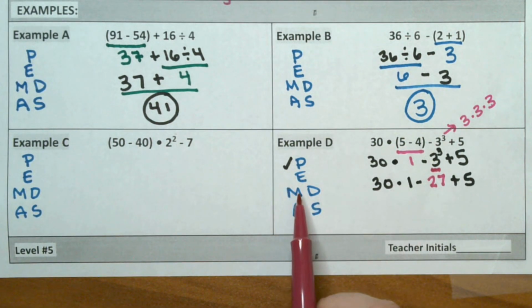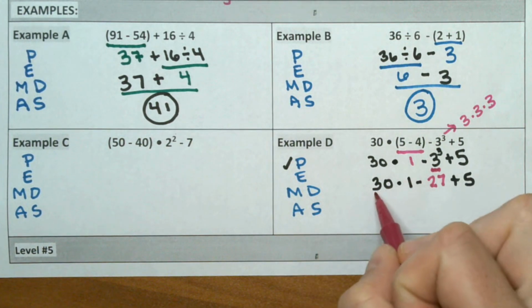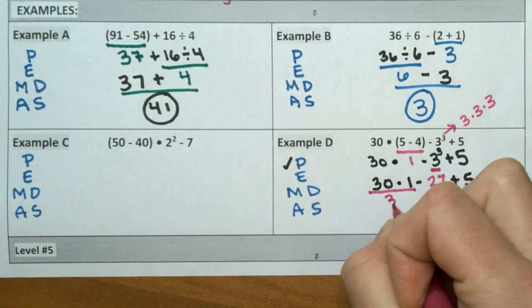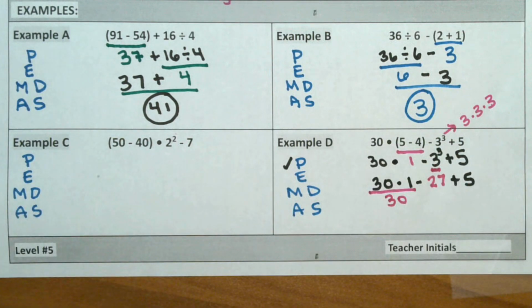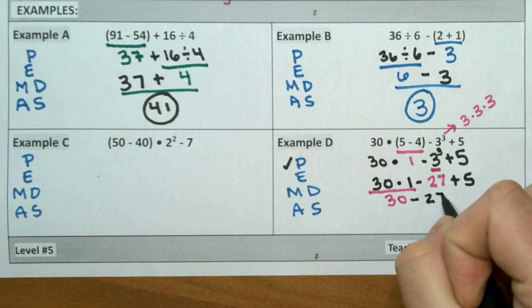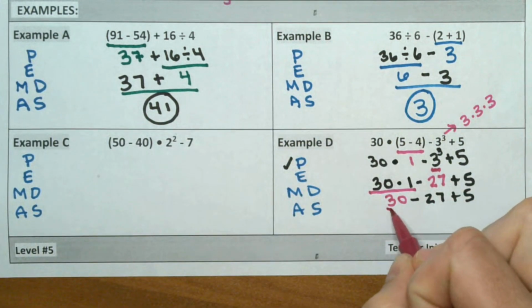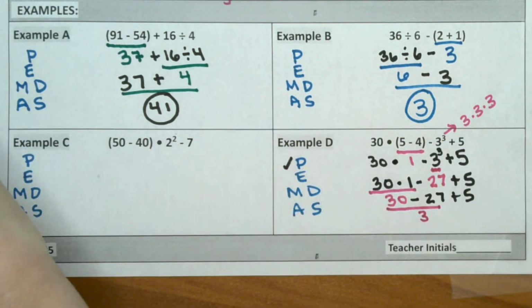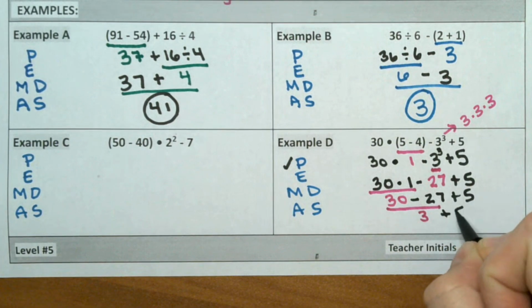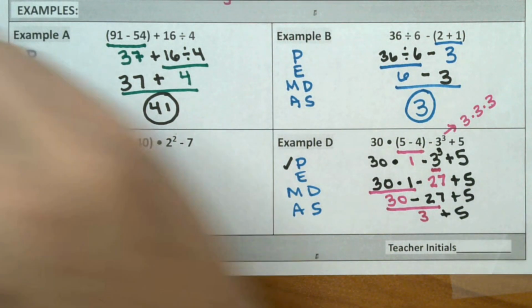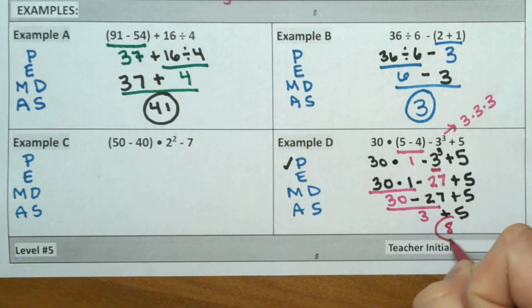Multiplication is more powerful than addition and subtraction. So I'm going to underline 30 times 1, which is 30. Bring down the minus 27 plus 5. 30 minus 27 is 3. Plus 5, which is 8.